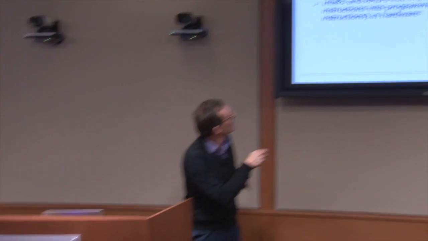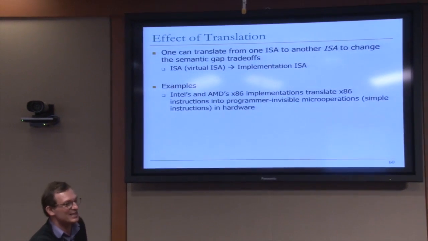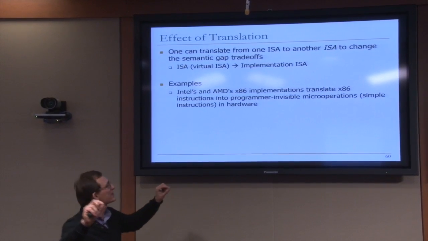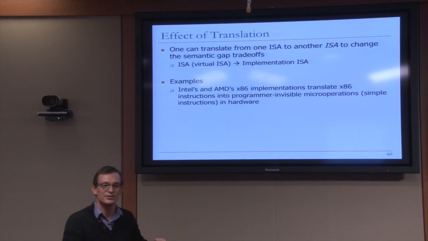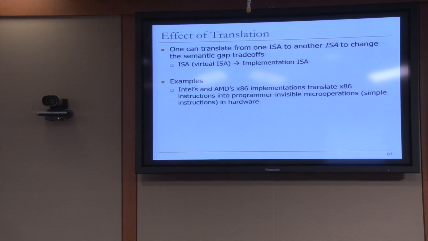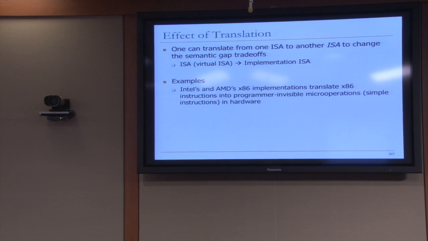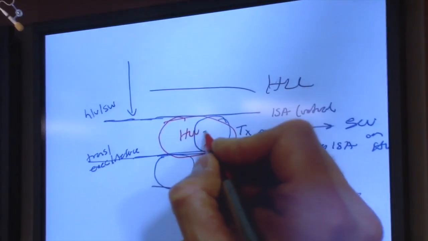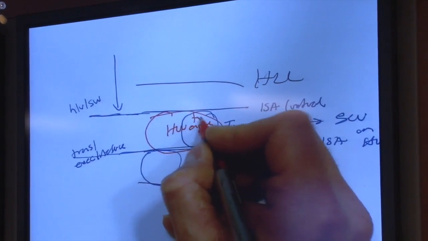Well, in most processors that you use today, it's the hardware that does that translation, actually. In Intel's and AMD's x86 implementations, x86 ISA, x86 instructions, which are complex instructions, they're translated into programmer invisible micro-operations that are simple in hardware. So if you look at an x86 processor, you have a hardware engine that does this translation. Hardware translator.